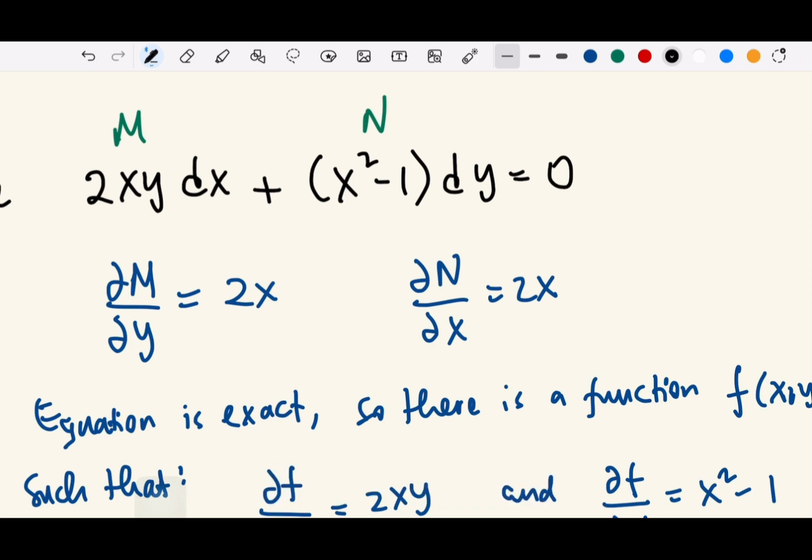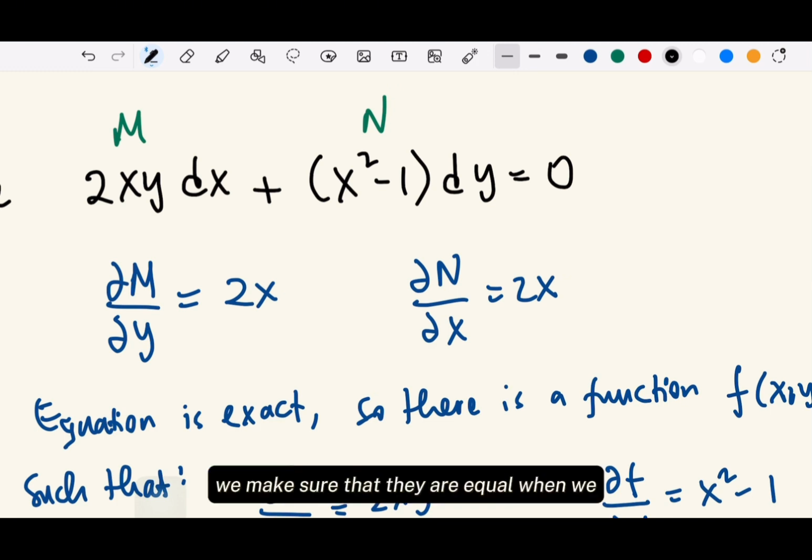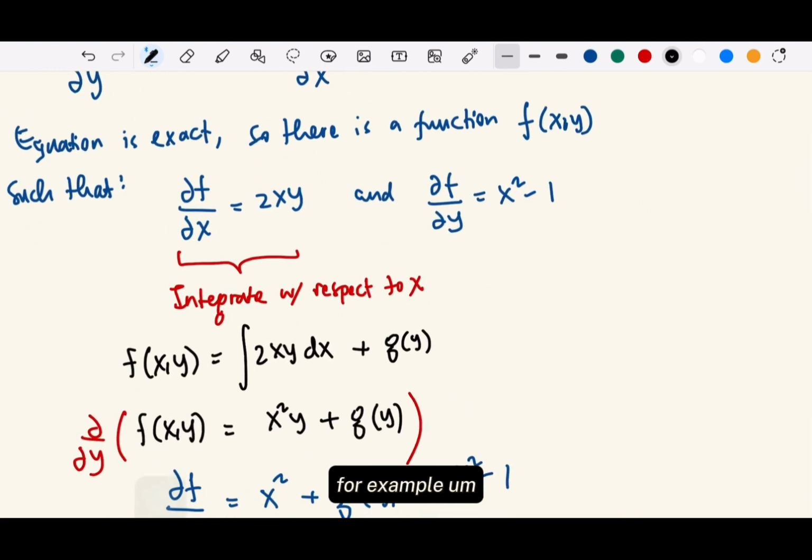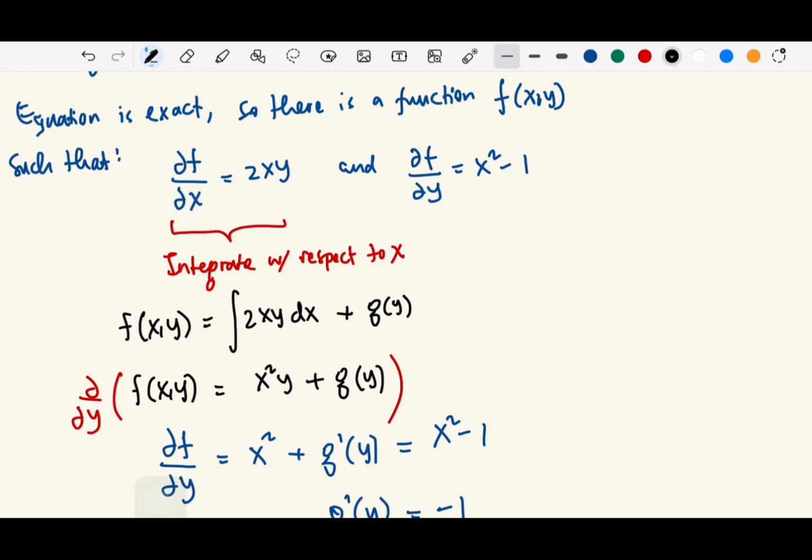Okay? And then the next thing is we make sure that they are equal when we derive with respect to y for m, and derive with respect to x for n. So if you want, let's try, for example, the x. We try the x. Let's try the n.